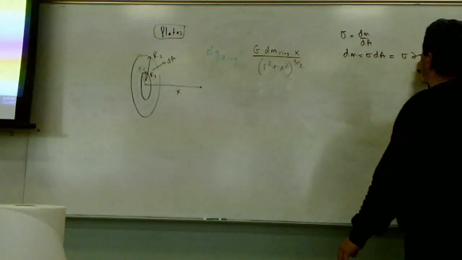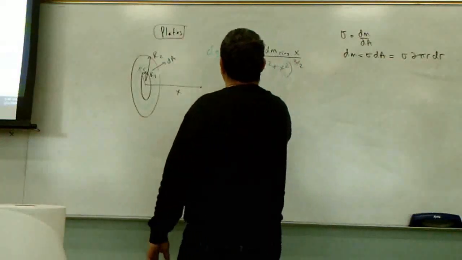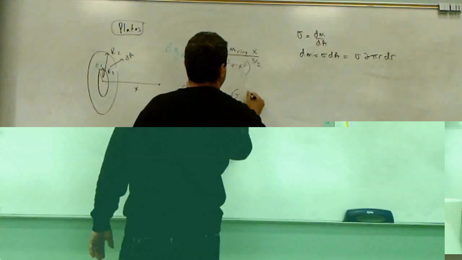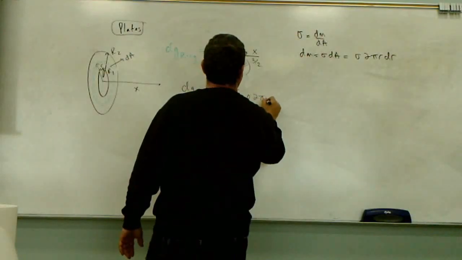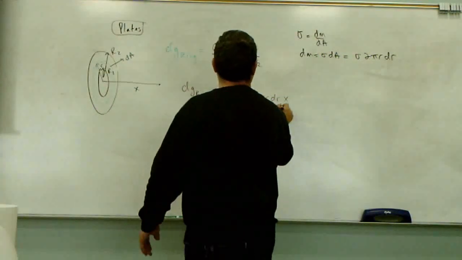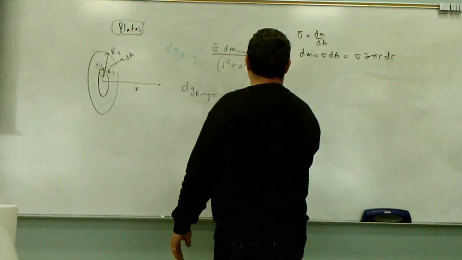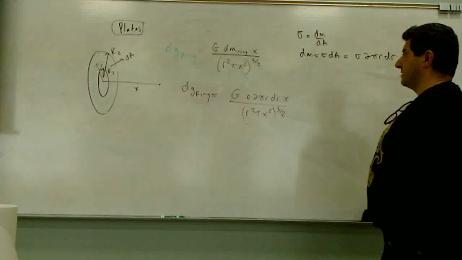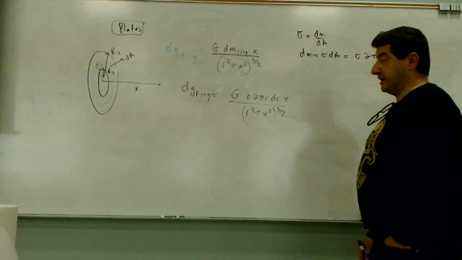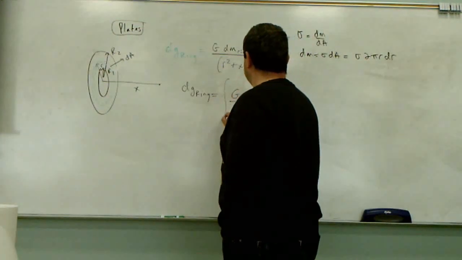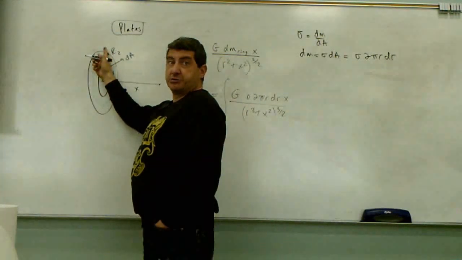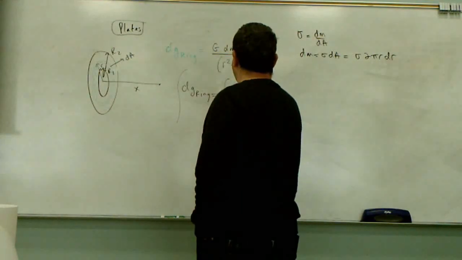Right? Then you're going to take this and put it into here. dg ring is G sigma 2 pi r dr x over r squared plus x squared to the 3/2 power. Now this is integrable. I'm going to integrate this from the radius of the inner ring to the radius of the outer ring, r1 to r2.